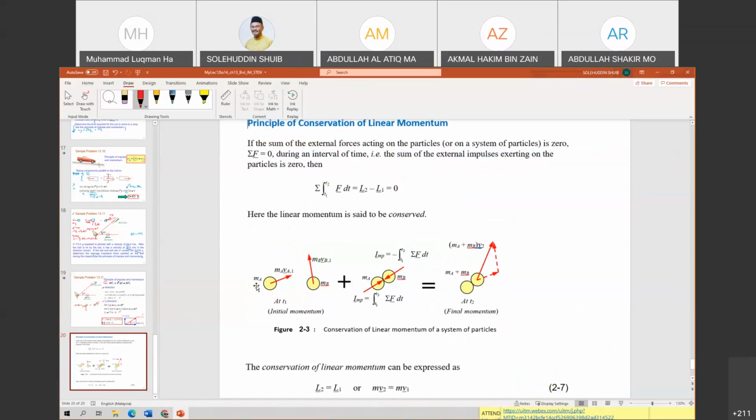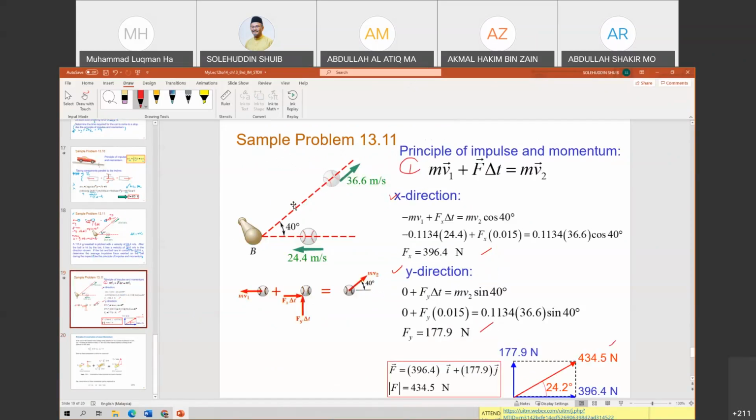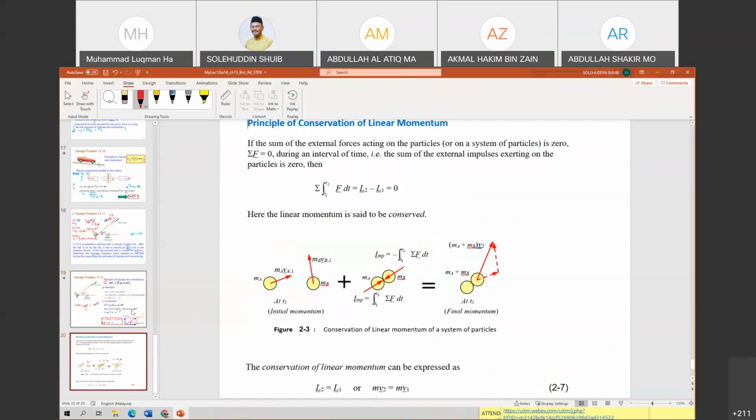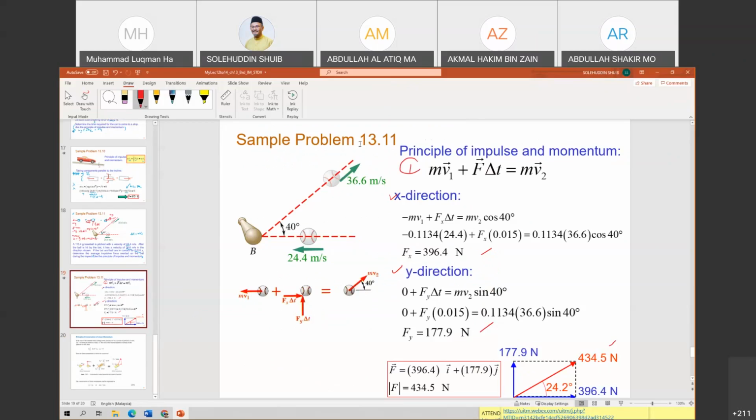We have done this example 13.11. In our next topic or next session, I'm going to elaborate another topic, which is principle of conservation of linear momentum. So we're going to take another 5-minute break.